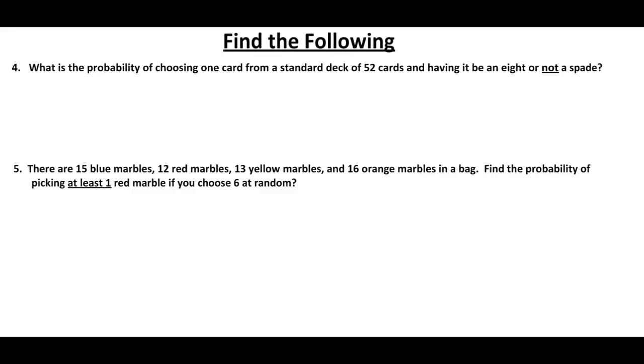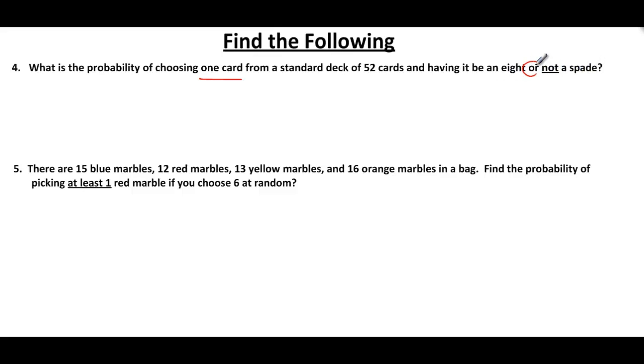So we're going to look at our last two examples. And number 4 says, what is the probability of choosing one card, again we're doing one card, from a standard deck of 52 cards and having it be an 8 or not a spade? This not a spade means that it's the complement of being a spade. So it's all the cards in the deck that are not spades.